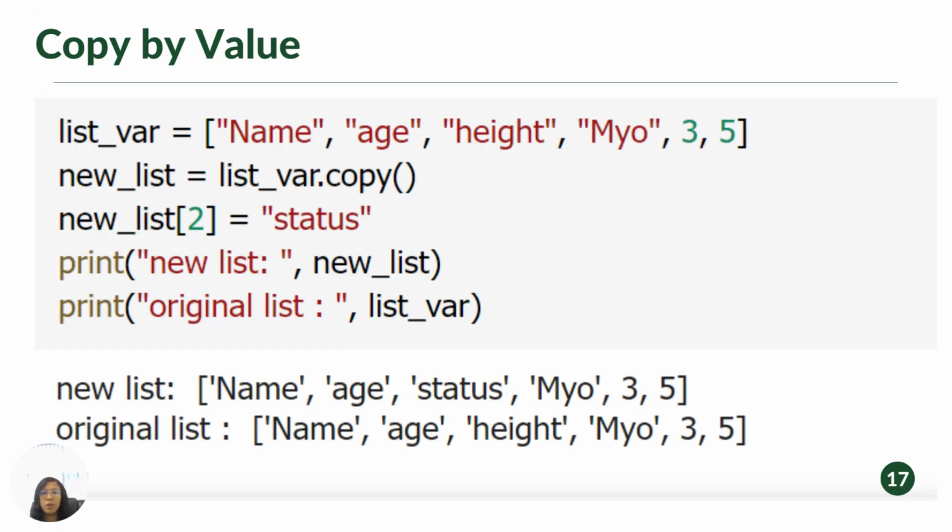Okay, let's look at the example again. This time I use the copy method to copy the elements from the list variable to a new list. Then I change the new list's element at index 2 into status. Of course the new list's element has changed to status, but the original list has not changed. You can see the element is still height.